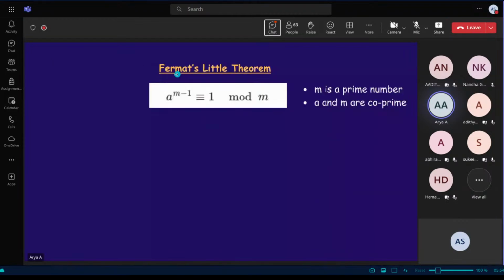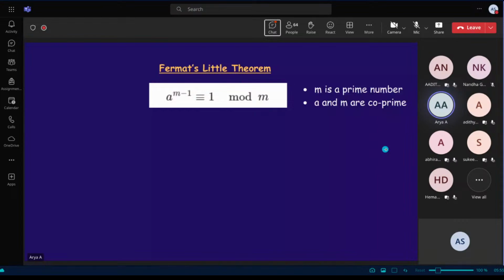Fermat's little theorem. So this is the statement. It says A power m minus 1 is congruent to 1 mod m. What it means is that when I divide A power m minus 1 by m, the remainder is 1. Under what conditions? A and m must be co-prime. So this is one condition, and m must be a prime number. Only under these two conditions is this statement valid. Now how are we going to use this to find the modular inverse?